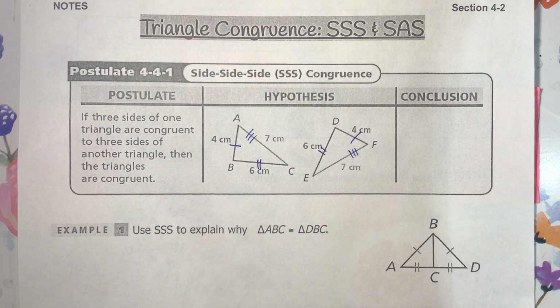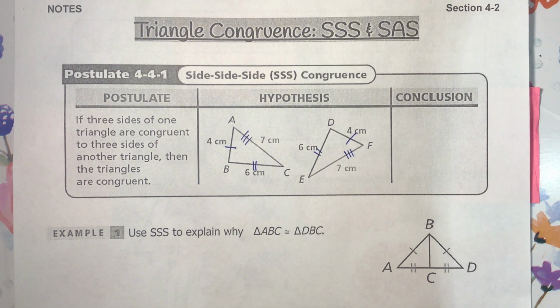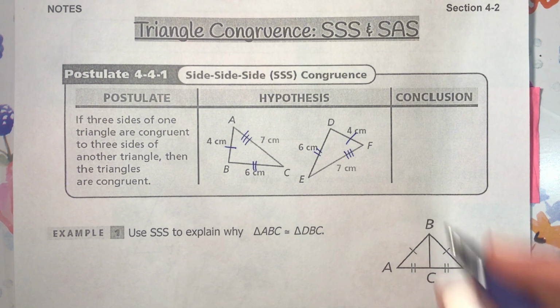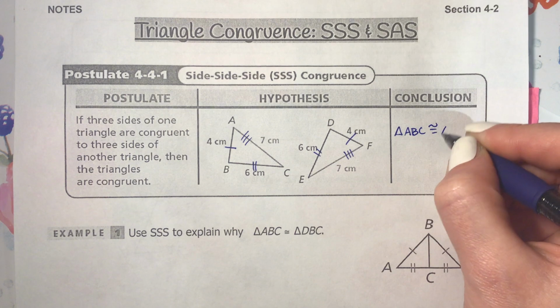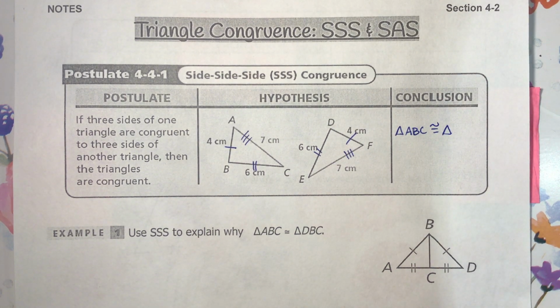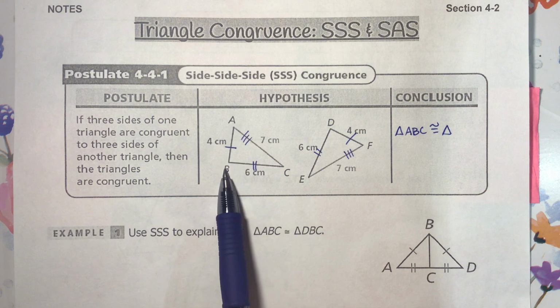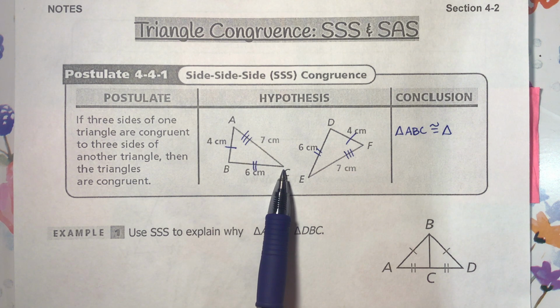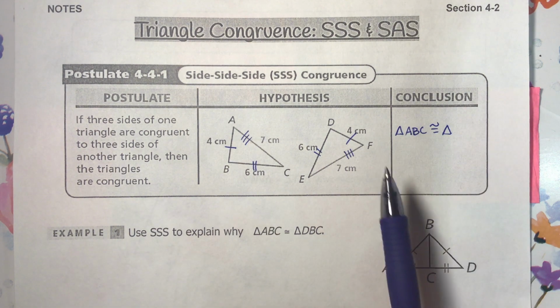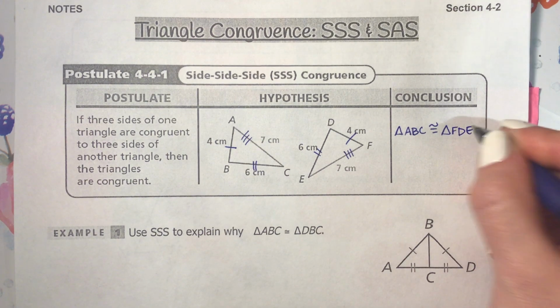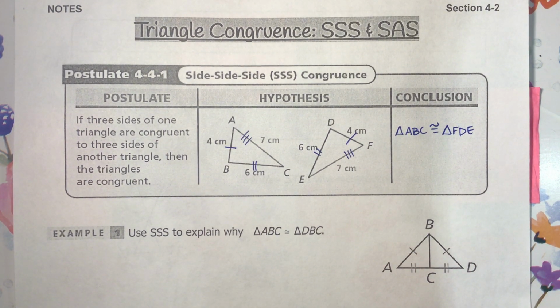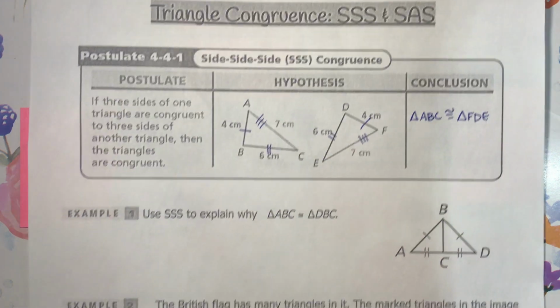Because I now have 3 pairs of congruent sides, I can then say, oh, triangle ABC is congruent to triangle. Now don't forget that we need to put them in the same order. So I'm going from A to B to C, which is the 4 length and then the 6 length sides. So that means I need to go F, D, E for this one. So order does matter. If you get it in the wrong order, then it will be incorrect.